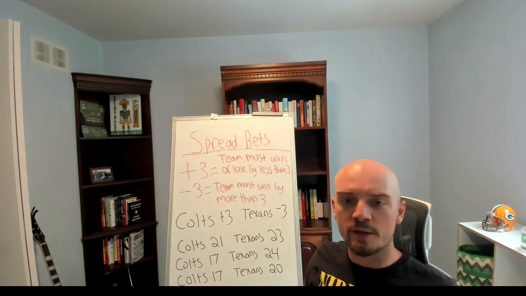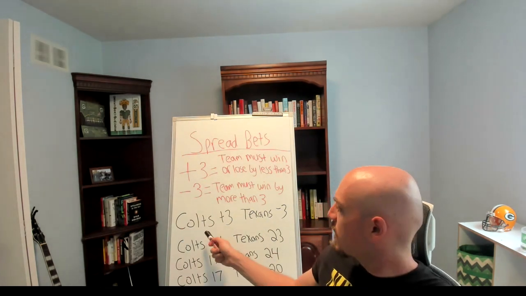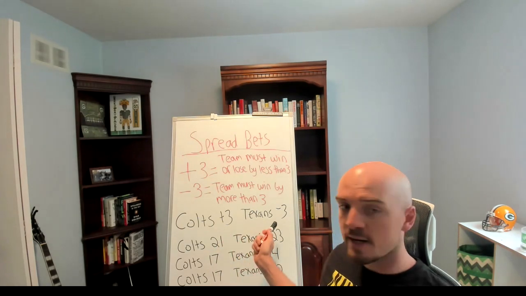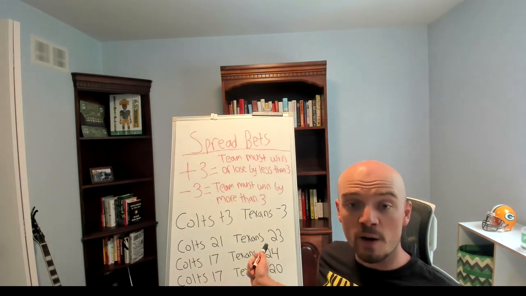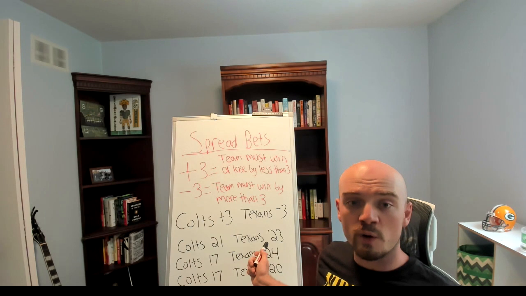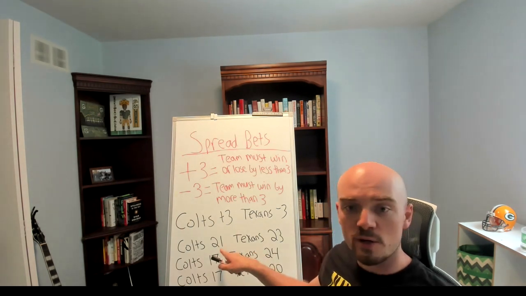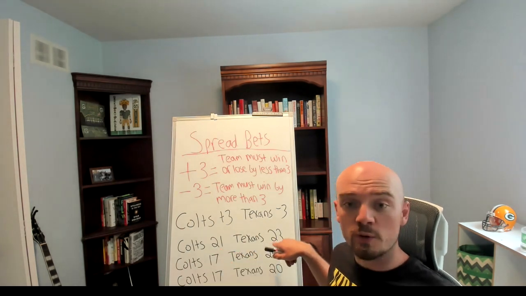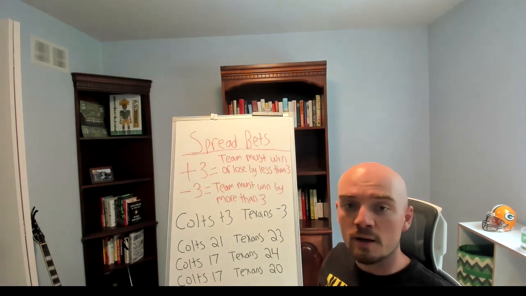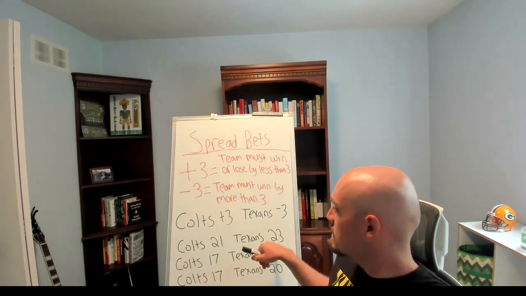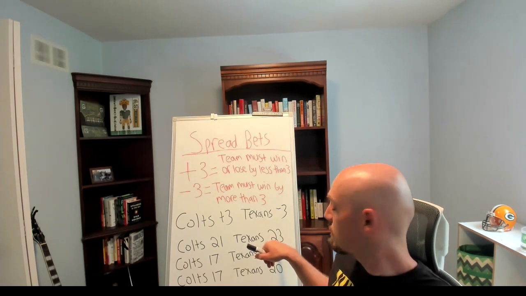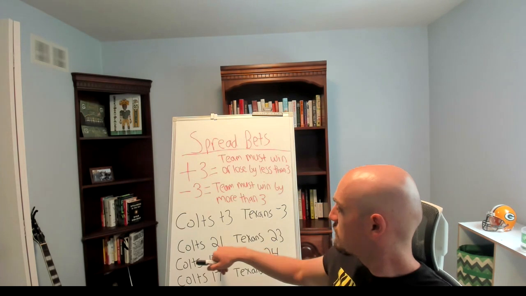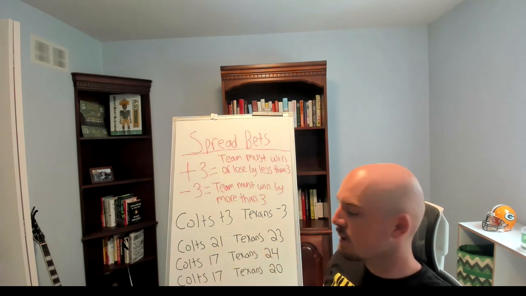So how this scenario plays out is if you have the Colts plus 3 and the Texans minus 3, and the Colts lose the game 21-23, if you bet on the Colts plus 3, you'd win the point spread because 21 plus 3 is 24, which is more than 23. And on the reverse of that, if you bet the Texans minus 3, then you'd lose because 23 minus 3 is 20, and the Colts scored 21.